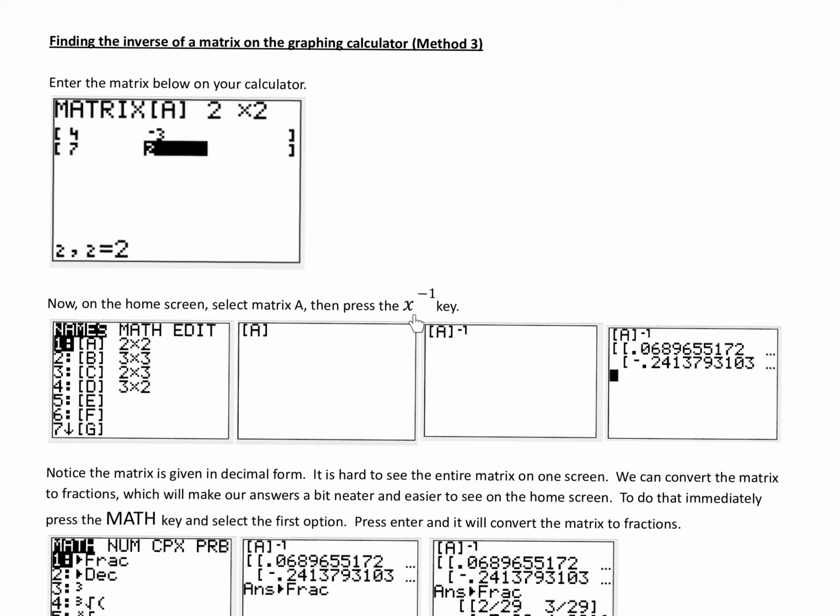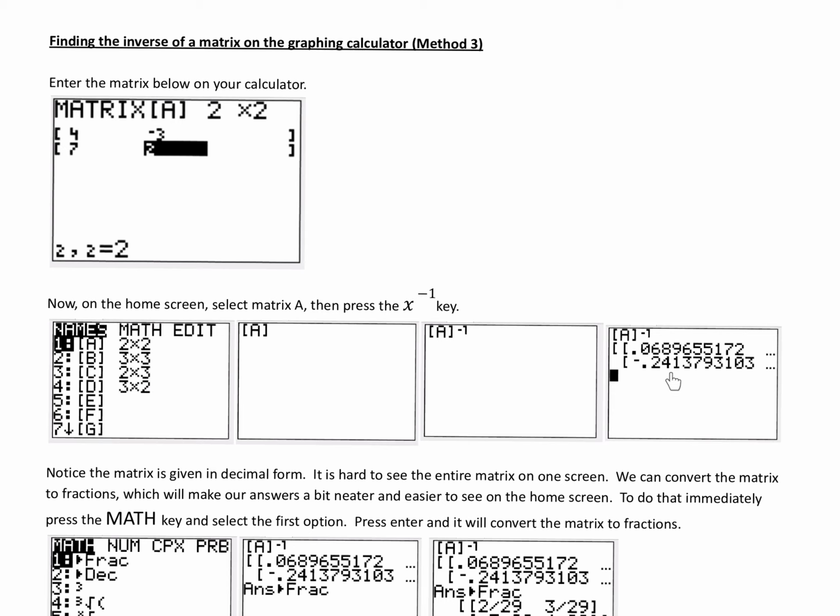And then you're going to press the X to the -1 key. That is actually the same key that you press to get your matrices. You just don't press the second key first. All right, so we press the X to the -1 key, and this is going to show up on your home screen. When you press enter, you get this.